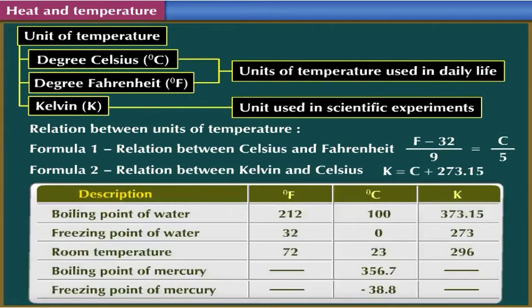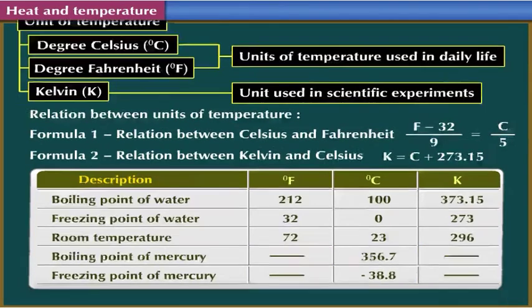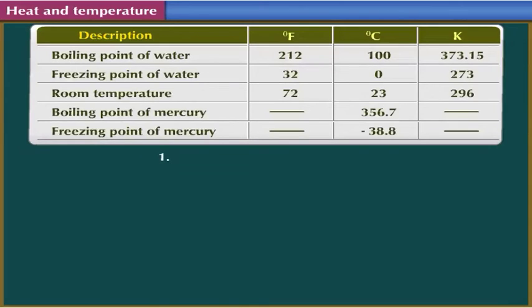Here, some specific temperatures are given in 3 scales. Come, let us verify whether they satisfy these two relations. Also, let us fill appropriate numbers in the blank places. 1. We know that the boiling point of water is 100 degrees Celsius.